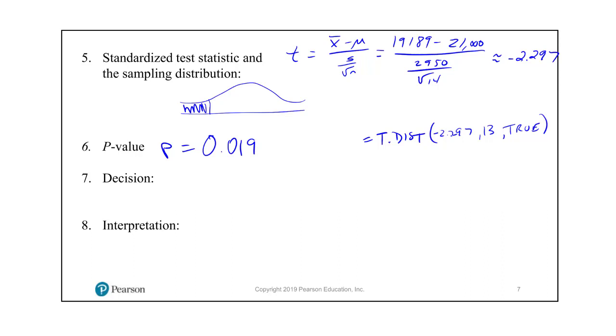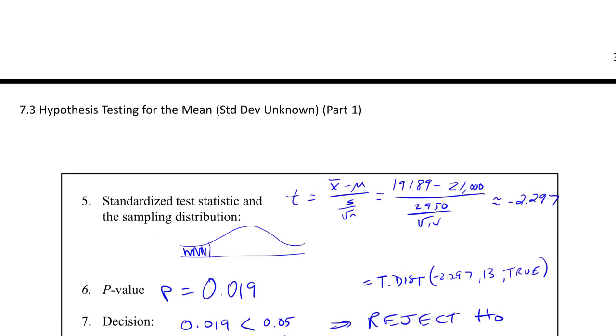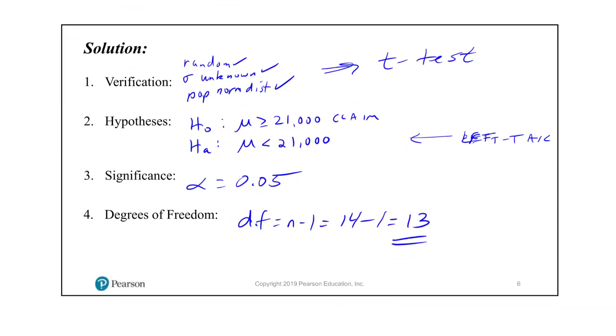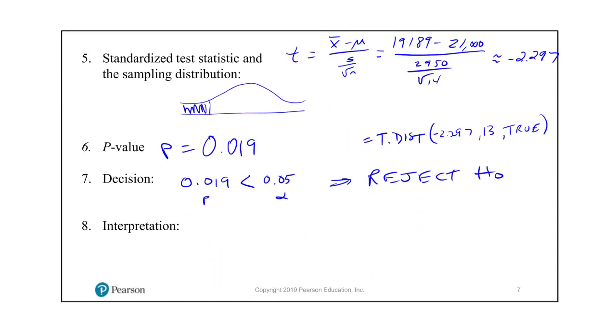And now I can take that 0.019 and compare it to 0.05, because this is my p and this is my alpha. And I see that my p is indeed less than my alpha. That means I reject H naught. Okay, now I go for my interpretation. This was the claim here in the null, so we're in a rejection mode.